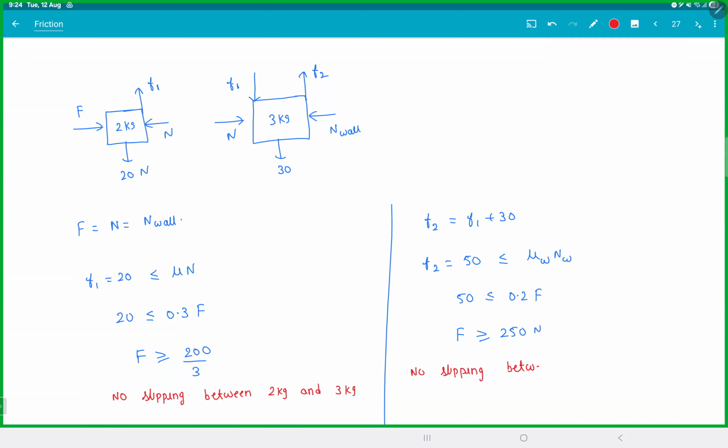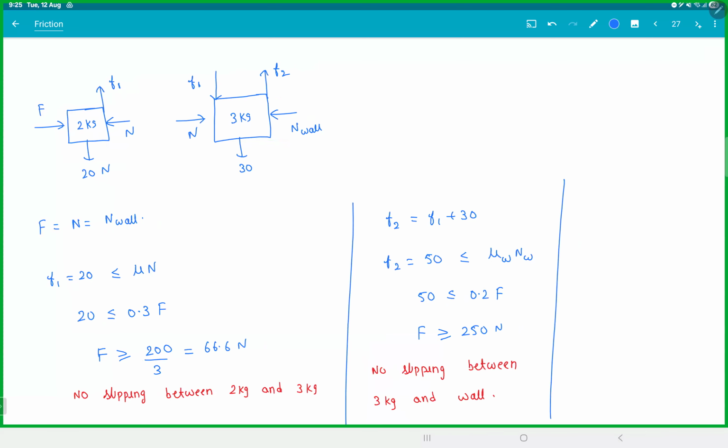So we got two conditions. So we should take the maximum of this, isn't it? 250, and 200 by 3 is how much? This thing comes to roughly around 66.66 newtons. This is 66 and that is 250. So obviously the answer is 250. So if you apply 250, everyone is satisfied. So F is greater than 250 newtons. There is no slipping anywhere. So F minimum is 250.